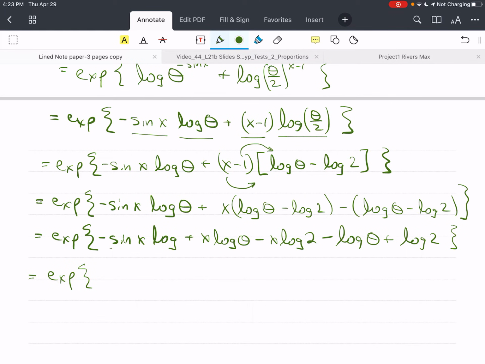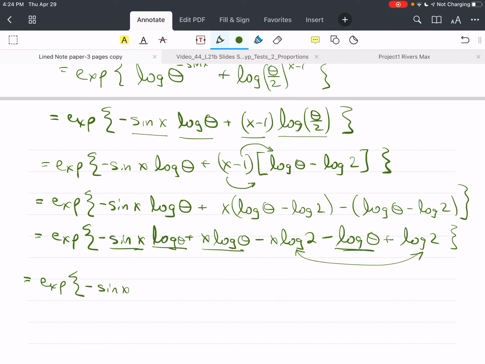So I'm going to put everything that has a function of x times a function of theta together, and then I'm going to put this by itself, and then I'm going to group these two together because they're both functions of x only. A constant log of 2 could be x to the 0 log 2. So it can be considered a function of x. Okay. exp, so negative sine x.